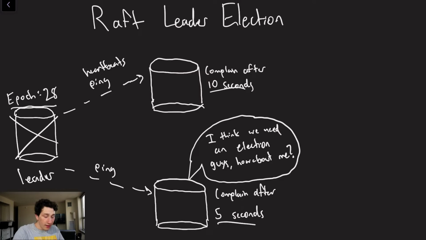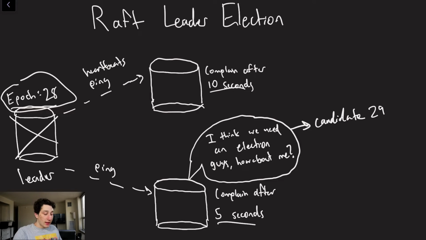It's going to say, hey, I haven't heard from the leader in a little bit, so let's start a new election, and what about me as the candidate? So this guy is known as the candidate, and as you can see, because the epoch number of the previous leader was 28, this guy is going to say, okay, well, I am candidate for term 29. And so that is how the election actually gets started.